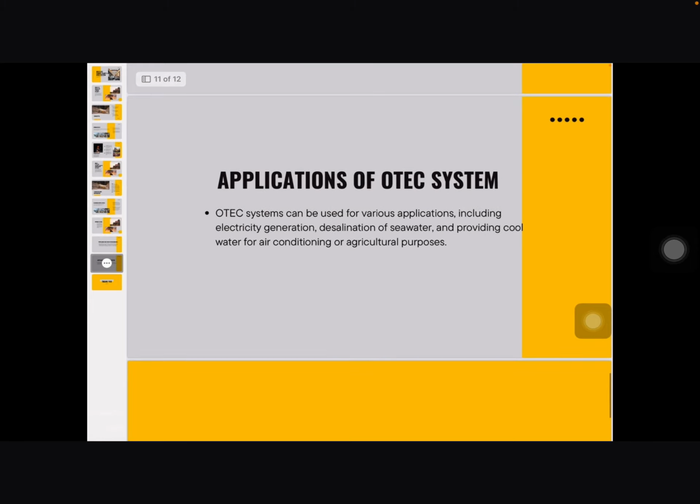And lastly, the application of OTEC system. It can be used for various applications including electricity generation, desalination of seawater, providing coolant water for air conditioning, and agricultural purposes.